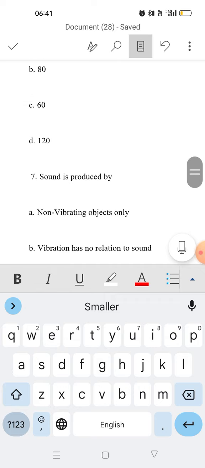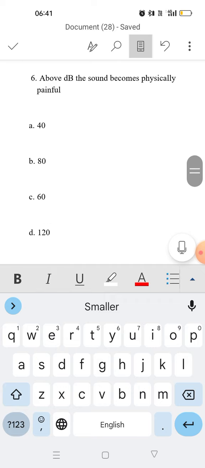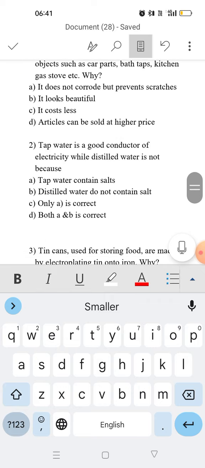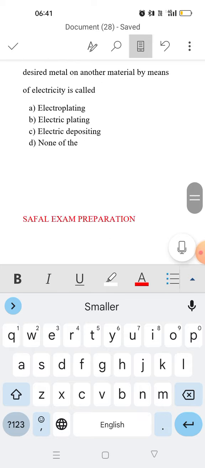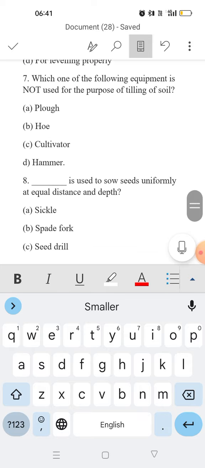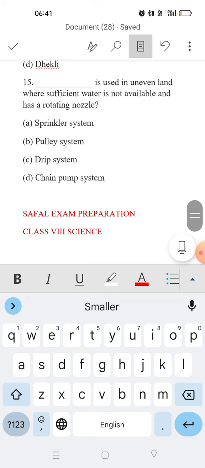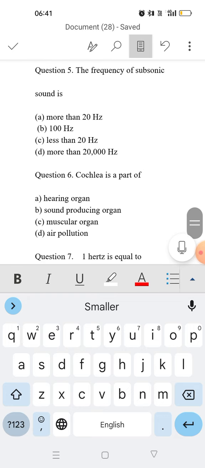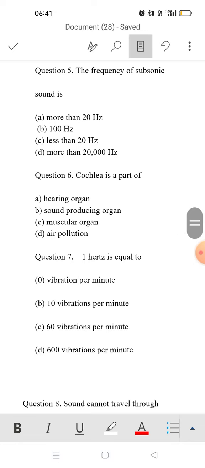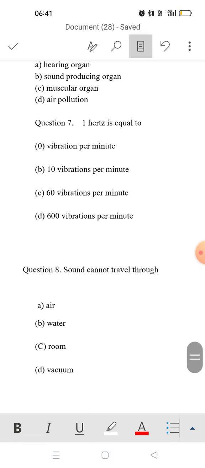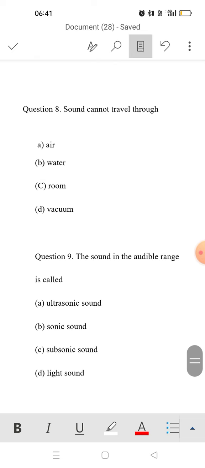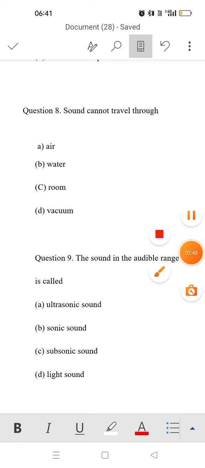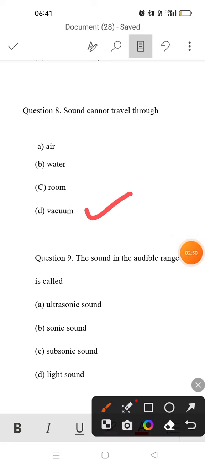We had discussed this. Sorry, due to some disturbance this happened. Here we were. Question number 8: sound cannot travel through vacuum.